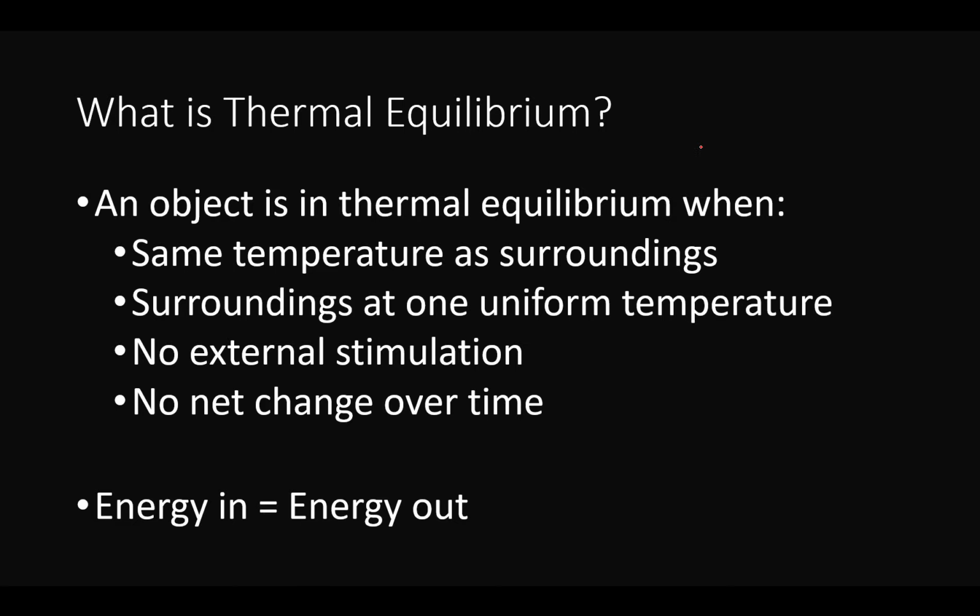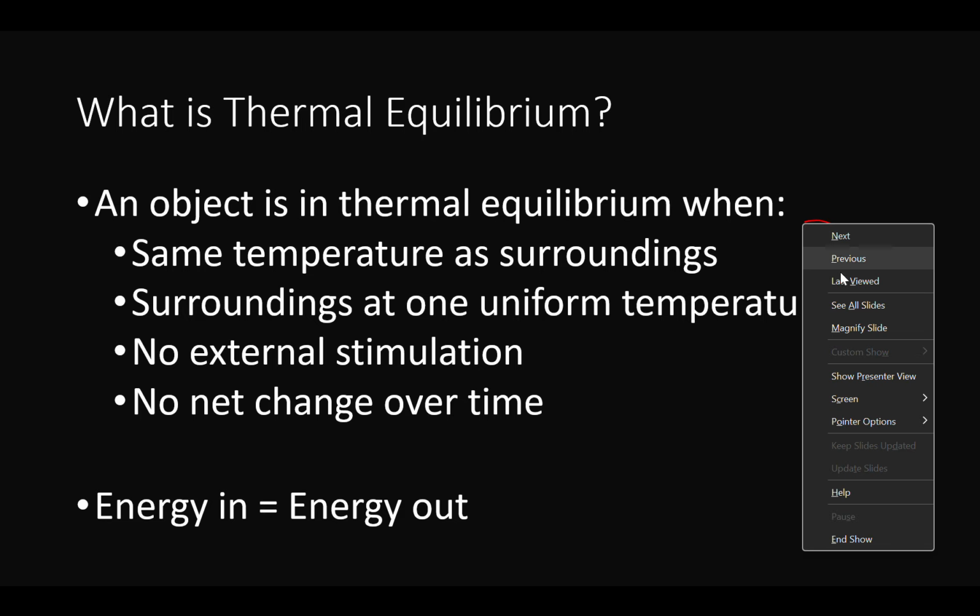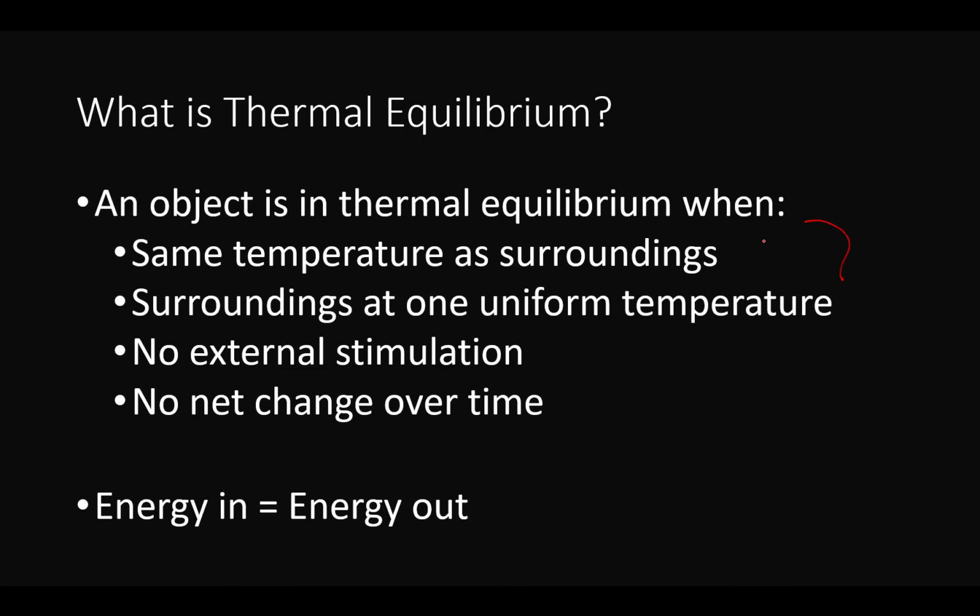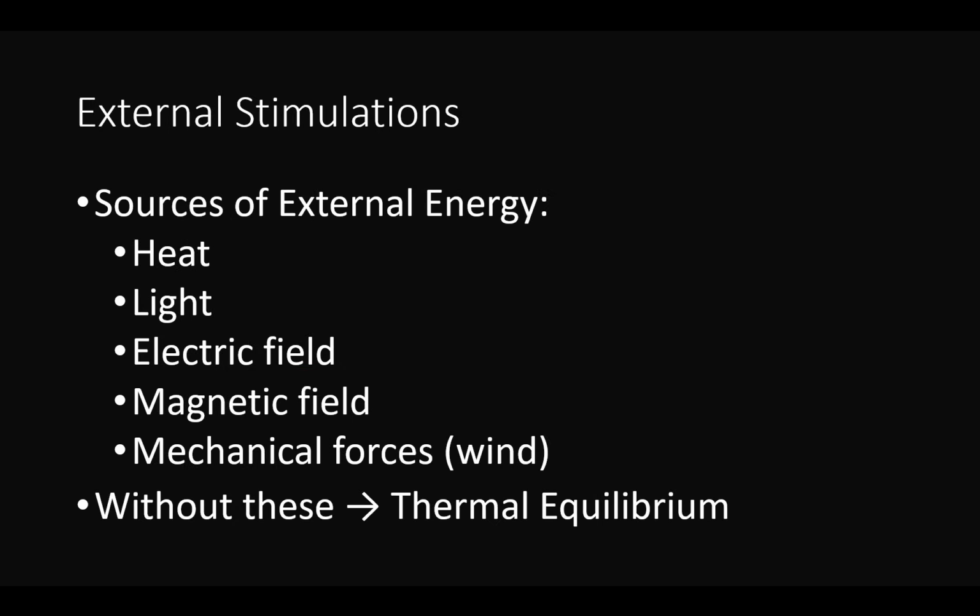An object is in thermal equilibrium when it has the same temperature as its surroundings, and the surroundings themselves are at one uniform temperature, and most importantly, the object is free from external stimulation, right? In other words, nothing from the outside is disturbing the object. The object is not being heated, it is not being cooled, no light is shining on it, no electric field is acting on it, no magnetic field is present, no mechanical force such as wind is pushing on it.